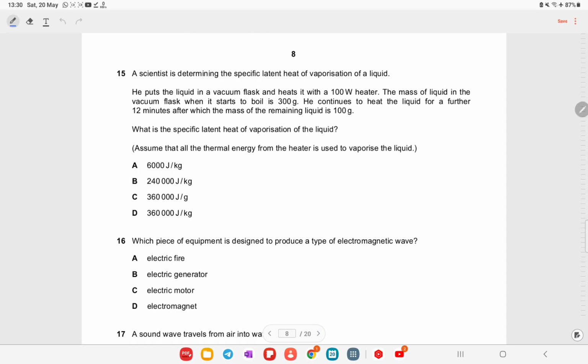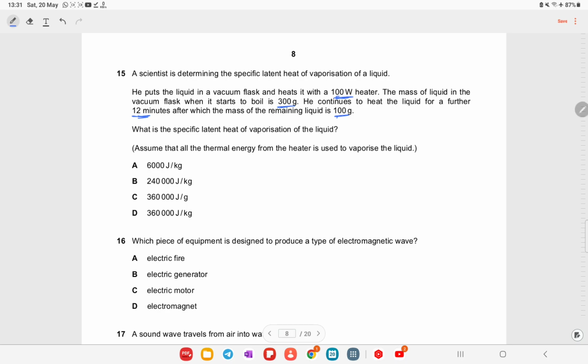A scientist is determining the specific latent heat of vaporization of a liquid. He puts the liquid in a vacuum flask and heats it with a 100-watt heater. The mass of the liquid in the vacuum flask when it starts to boil is 300 grams. He continues to heat the liquid for a further 12 minutes, after which the mass of the remaining liquid is 100 grams. What is the specific latent heat of vaporization of the liquid? Assume that all the thermal energy from the heater is used to vaporize the liquid.